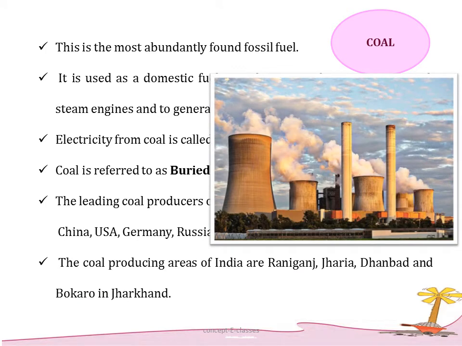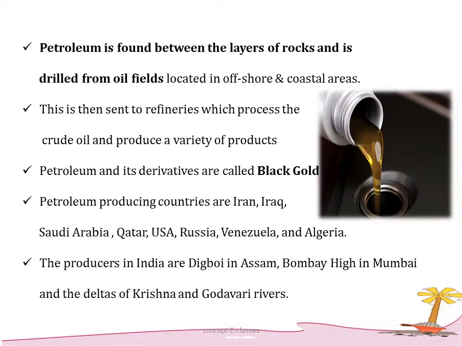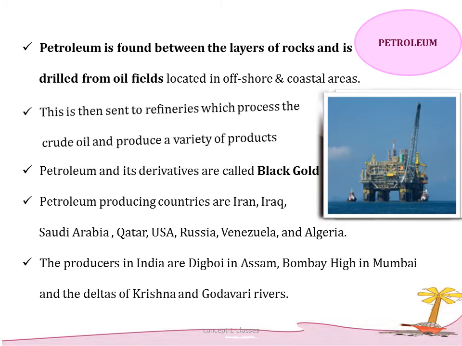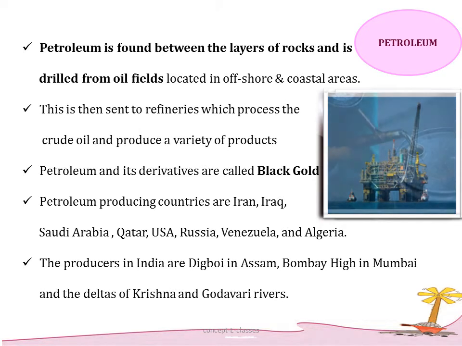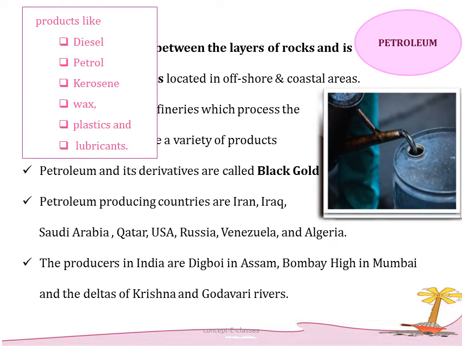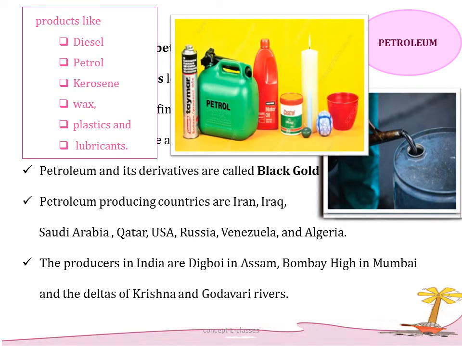This is a thermal power station. The next fossil fuel is petroleum. Petroleum is found between the layers of rock and is drilled from oil fields located in coastal areas or offshore. This is then sent to the refineries, which process the crude oil and produce a variety of products like diesel, petrol, kerosene, wax, plastics and lubricants.